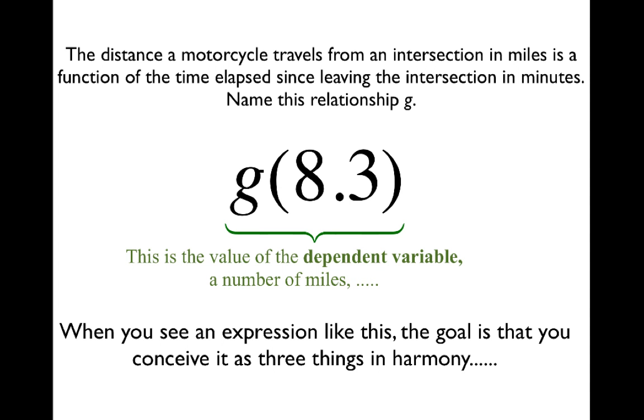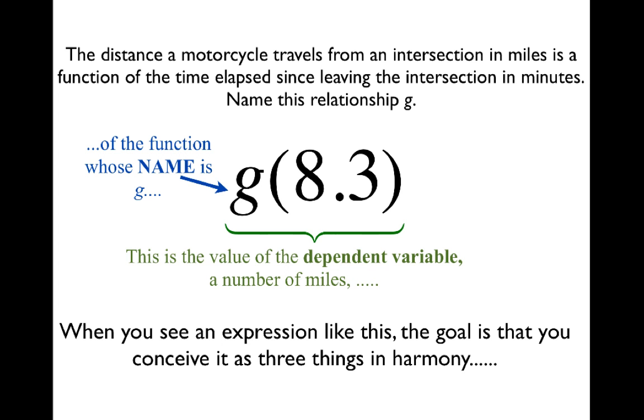And I'm going to say this a million times, because when other things start coming into the picture, this is quickly forgotten. Function notation, first and foremost, is a value of the dependent variable. And so what would that be? The dependent variable here is the distance the motorcycle has traveled. So that's a number of miles right there. That G of 8.3 is some number of miles from the intersection. It's a value of the dependent variable. Okay, that's part one. So it's a value of the dependent variable of a function whose name is G.